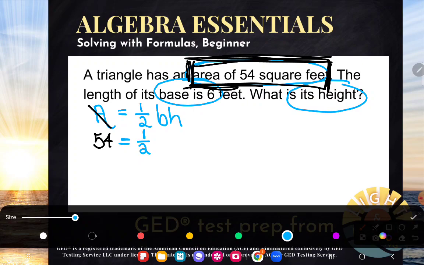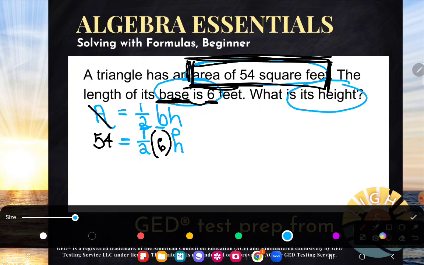So let's take a look at this number that I have. This 6, what is it? Let's see, it says the 6 is the base. So 6 then will be my B. So where I once saw B, I'm going to put a 6. Notice I put it in with parentheses. Do you remember why? It's because when things are shoved together, like this 1/2 and this B are, with nothing between them, that means they're multiplying. And then I'll put an H there.